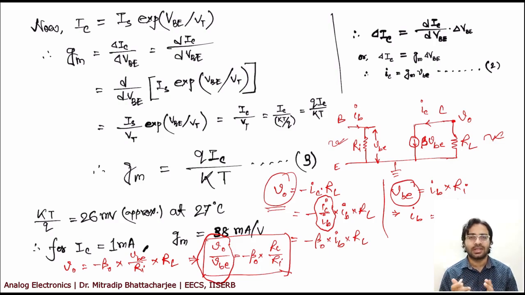amplification. Beta 0, say if you consider it's around 100, 150, if VB is in the order of say millivolt or say microvolt, if you can tune this RL and RI, you can go up to say volt. So this is the basic concept of an amplifier. Just to show this, I have drawn this circuit. So ultimately you will be using this type of circuits.